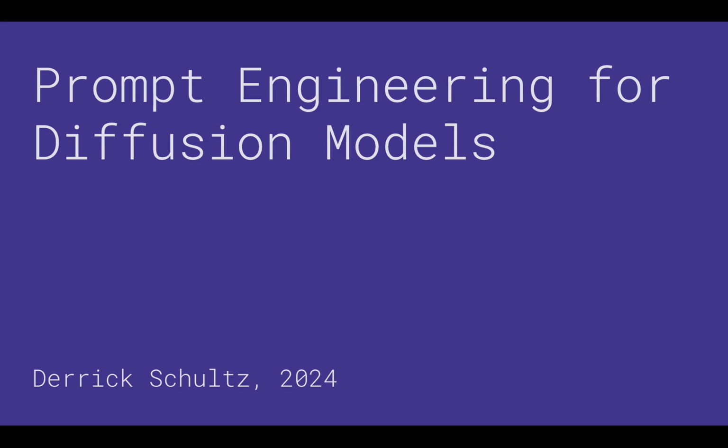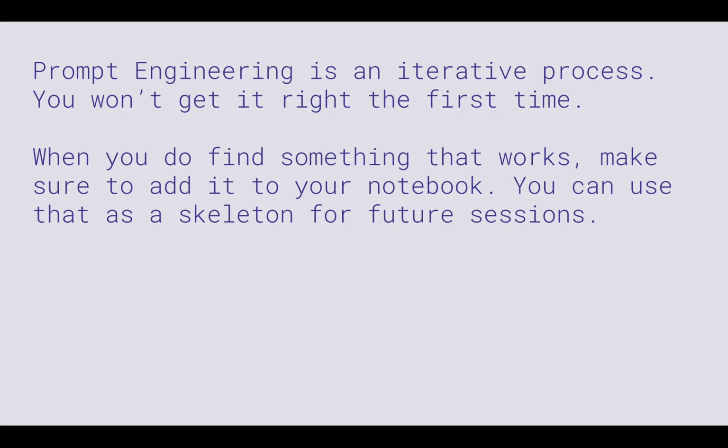In this video, we're going to look at prompt engineering, but instead of looking at LLMs, which is what we did last time, we're going to look at diffusion models or text-to-image models, essentially. So again, just like last time, this is an iterative process, and at the very end of this video, I'll actually go through my iterative process for one of these text-to-image models.